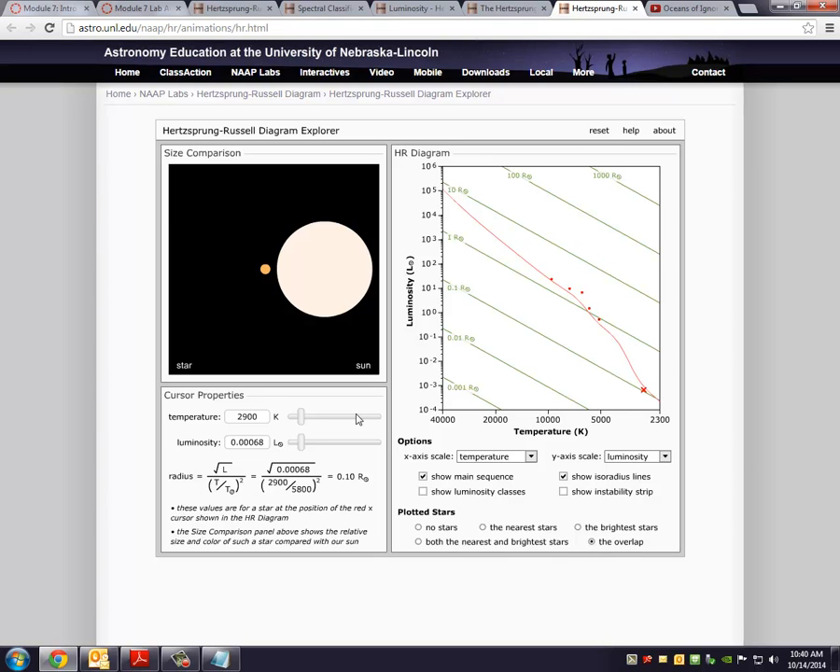So all this will help you get through the activity, and most importantly, will help you to understand some of the very key relationships that develop when we start plotting stars on the HR diagram. I hope that was helpful, and I hope you find this activity very useful.